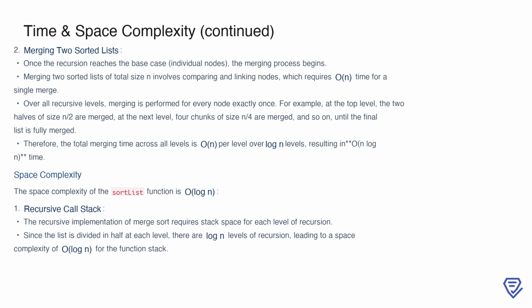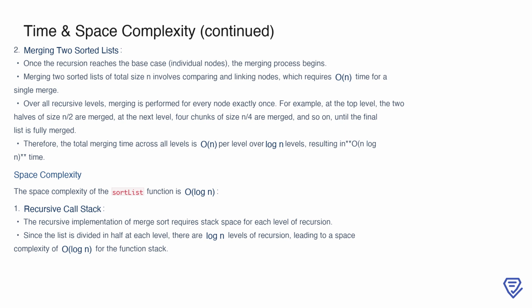Across all recursive levels, each node in the original list is processed exactly once during the merging phase. For example, at the top level, two halves of size n/2 are merged, at the next level, 4 chunks of size n/4 are merged, and so on. This ensures that merging at each level takes O(n) time. With log n levels of recursion, the total time for merging across all levels becomes O(n log n).